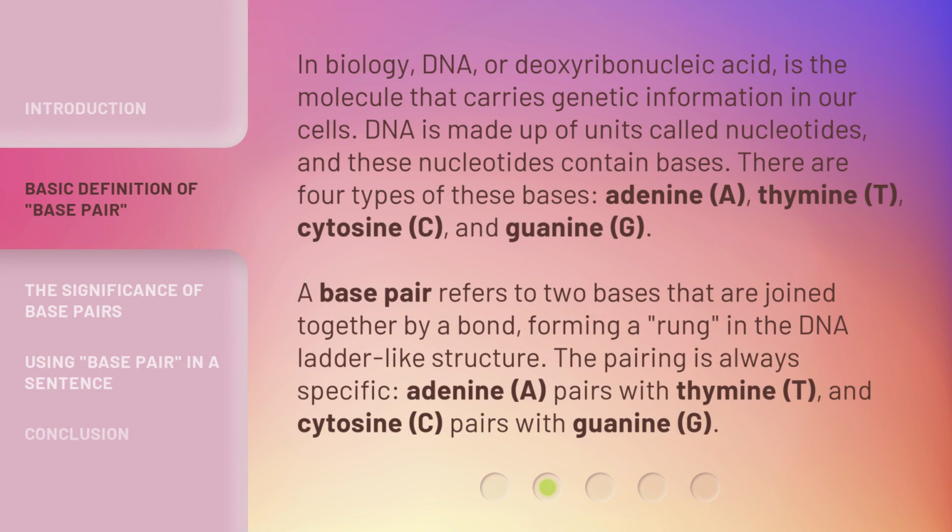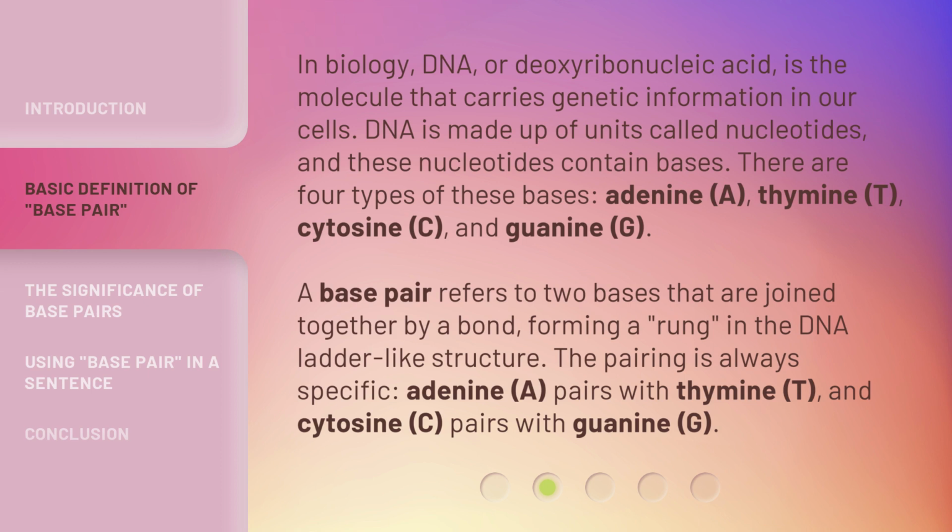In biology, DNA, or deoxyribonucleic acid, is the molecule that carries genetic information in our cells. DNA is made up of units called nucleotides, and these nucleotides contain bases. There are 4 types of these bases: adenine, A, thymine, T, cytosine, C, and guanine, G.